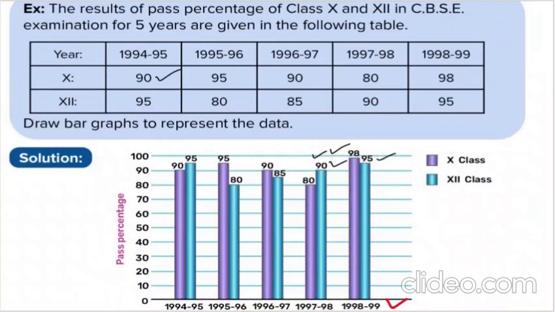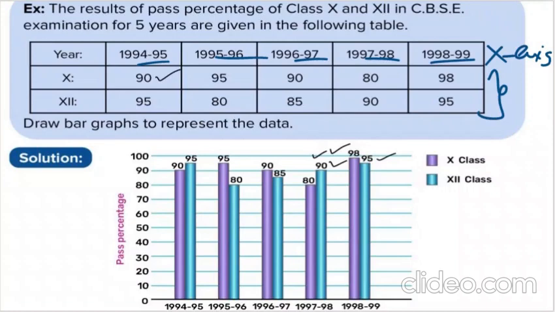अब double bar graph. Look at double bar graph. Now what you have: the marks, as a percentage, of class 10th and class 12th in CBSE examination for 5 years. अब देखो, the years are given, ठीक है, ये years जाएंगे हमारे x axis पे. Okay, that will go in the x axis. अब y axis पे क्या जाएगा, these values.